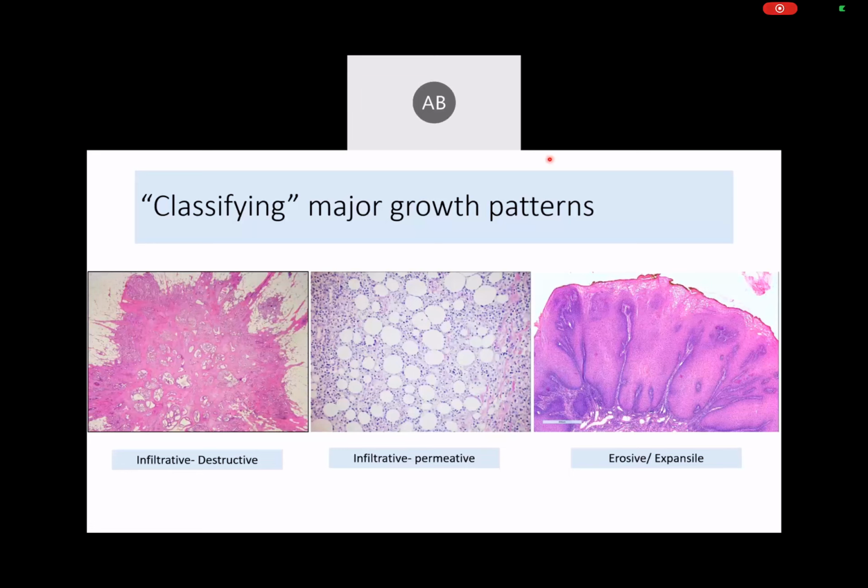And inflammation. There are so many inflammatory conditions. Panniculitis, for instance. We talk about septal panniculitis and so on. And there you have this infiltration going into the fat. So it doesn't tell you that it's a tumor. Infiltration does not tell you that something is a tumor. That's the first thing.